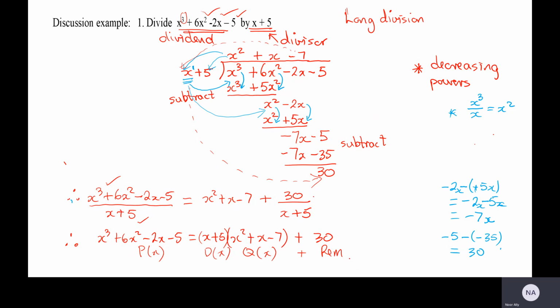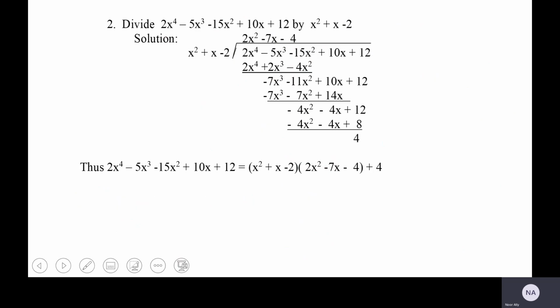Okay, that is a first example. That in essence is long division. So the only thing you can come across now is more and more examples. This one I have completed. You can go through it. We divided.